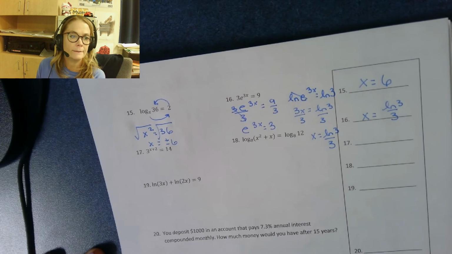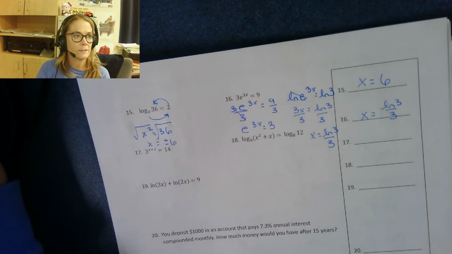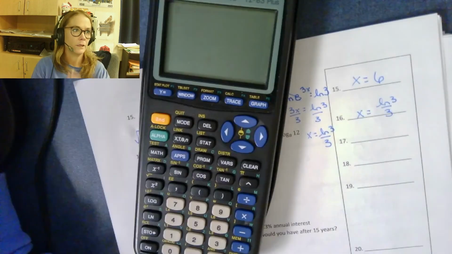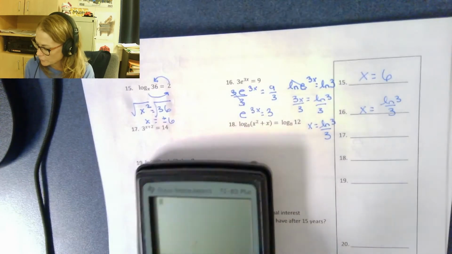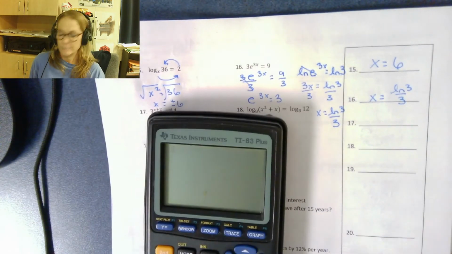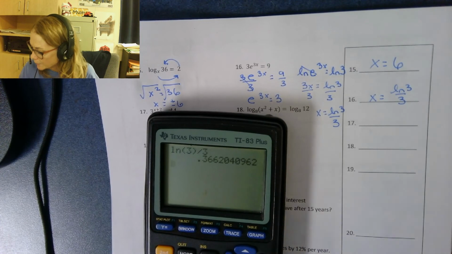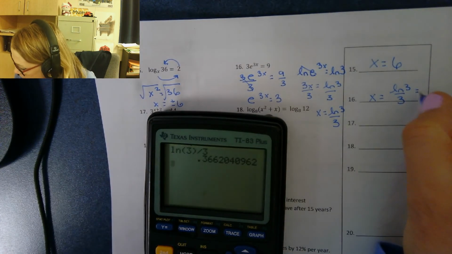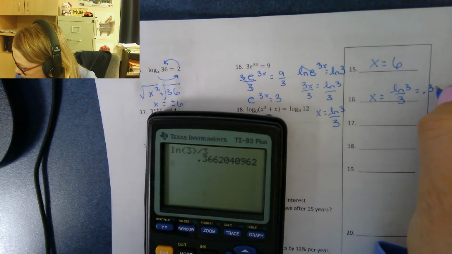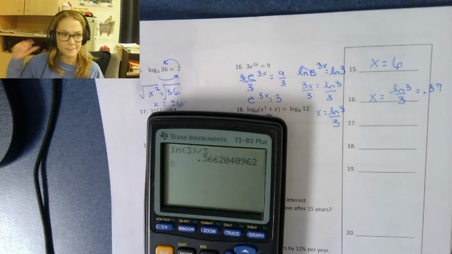All right, let me pause and go get my calculator so we can see that. Okay, I got my calculator. Calculators are allowed on the test, so if you have to compute, I want to make sure we go through that. So ln of 3 divided by 3, and as a decimal, that's 0.37. I'll round to 2 places, 0.37.